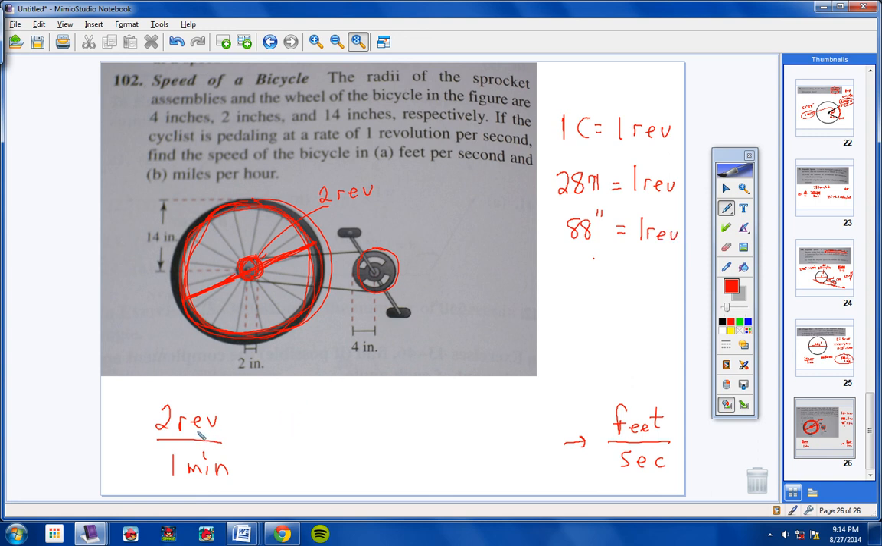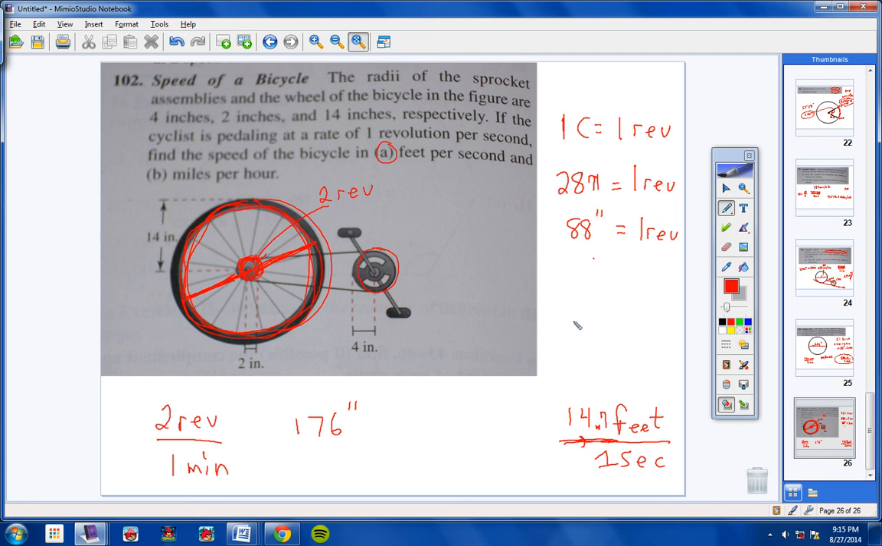Now here we go. Notice down here I have 2 revolutions in 1 minute. So if 1 revolution is 88 inches, I'm going to take 88 times 2, and that's going to give me 176 inches. So 1 revolution is 88 inches, 2 revolutions is 176 inches, and now I'm going to convert that over to feet. So I'm going to take 176 inches and divide that by 12, and I will get 14.7. So now what I have is 14.7 feet per every 1 second, or in other words, 14.7 feet per second. So there's the answer to letter A, 14.7 feet per second.